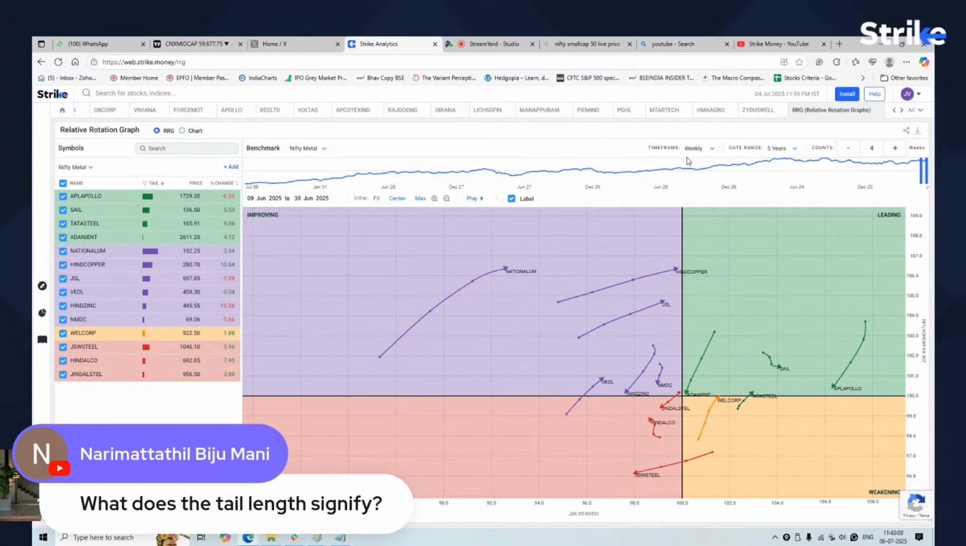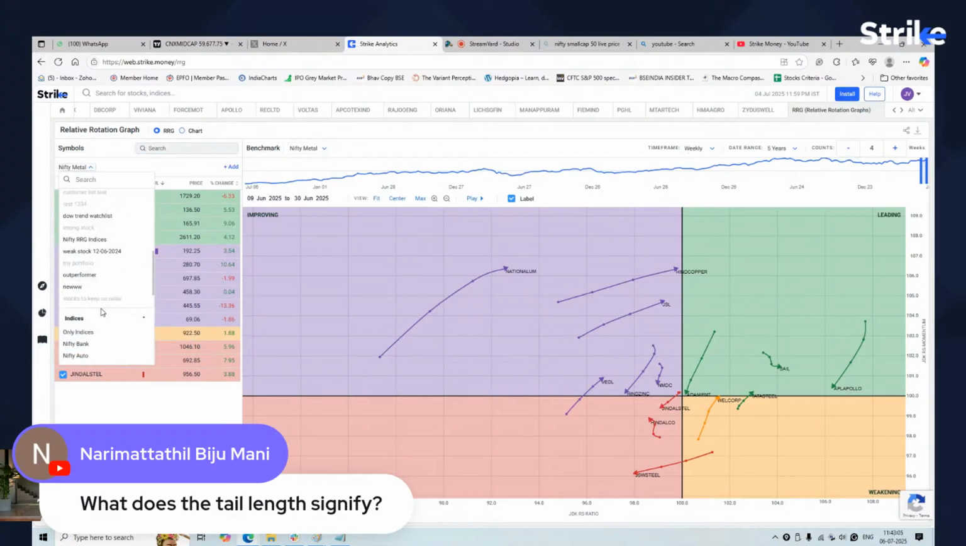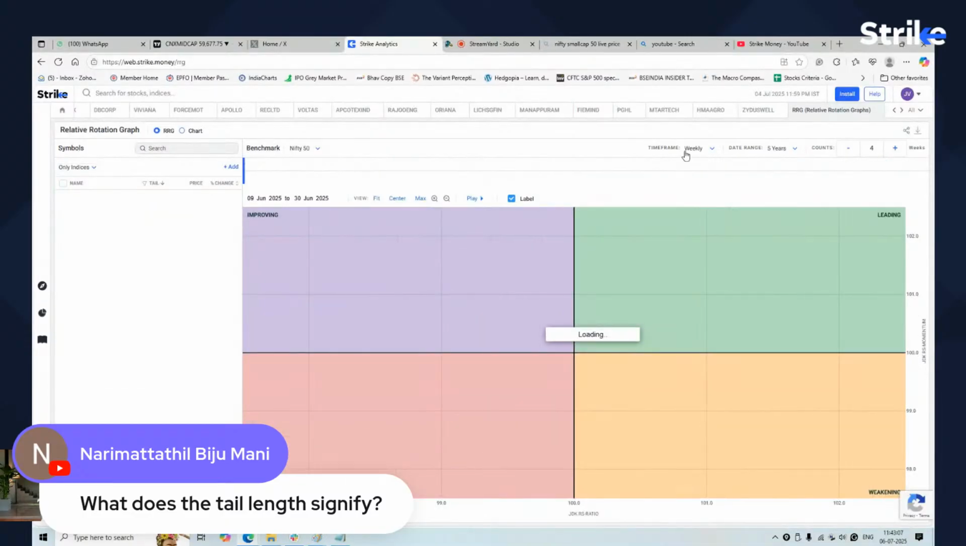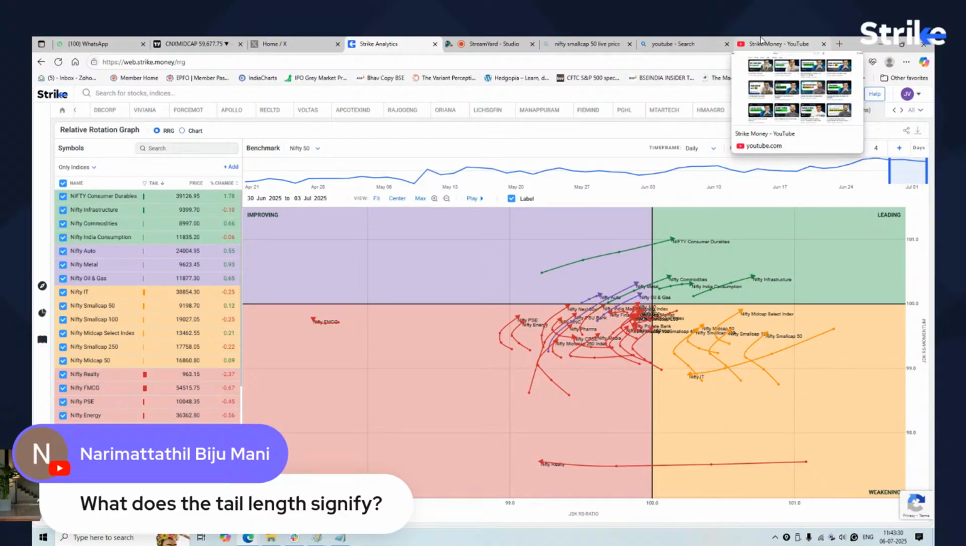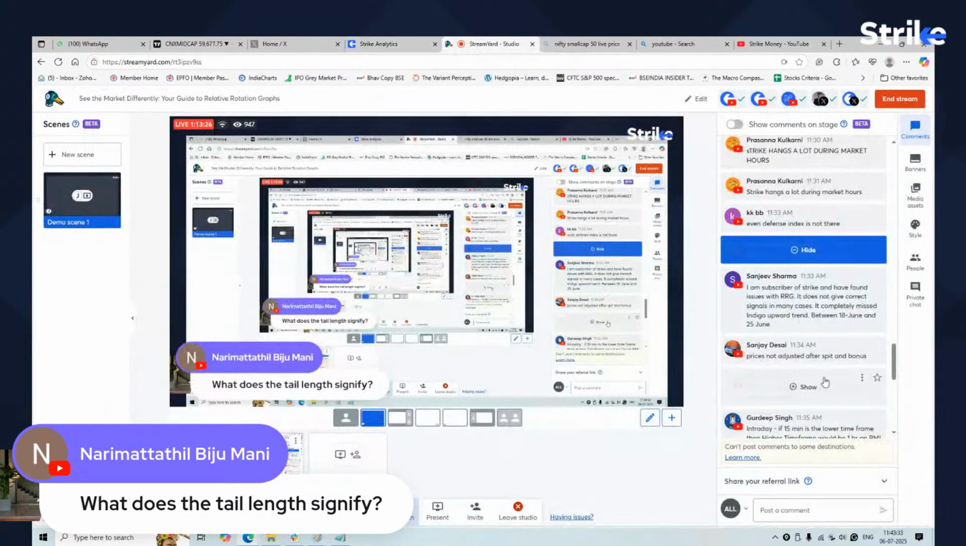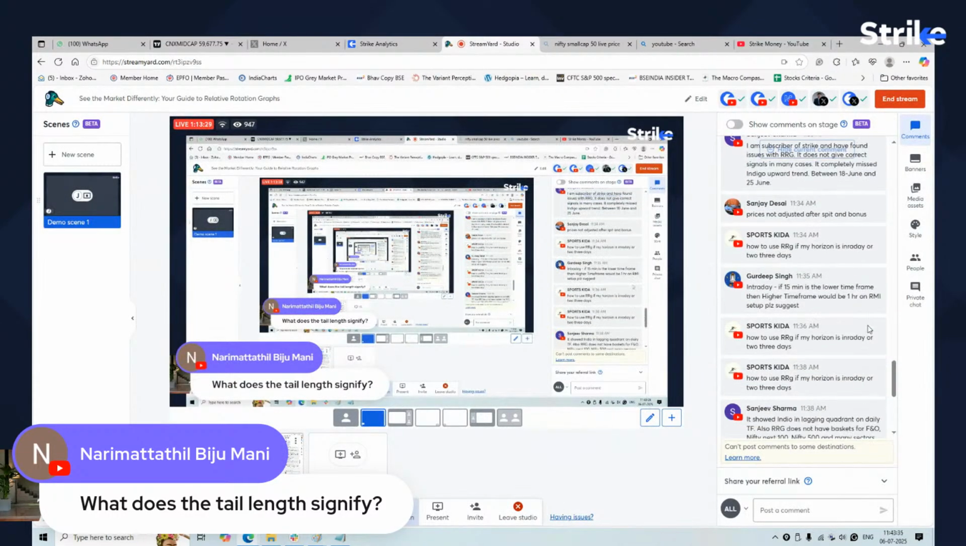And if the tail is very big on the downside, I think I saw that for Realty. If you see Realty, you can see that there is a big tail on the right hand side. This means that a very significant underperformance has happened, and that has led to it having a very big tail. So the bigger the tails, the stronger those moves are. Whether they are on the up move or down move, the RRG chart will tell you.